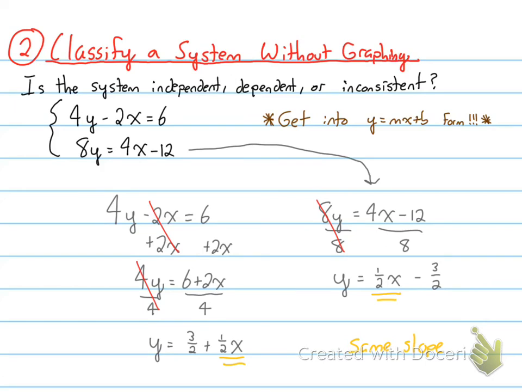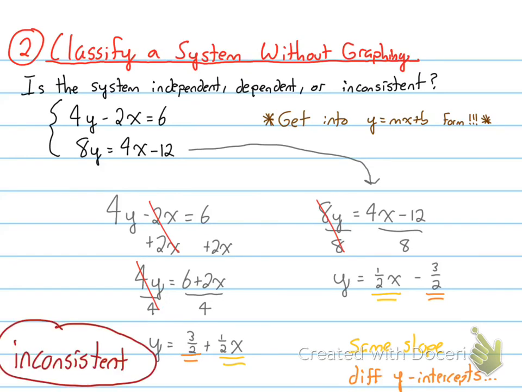From here, they have the same slope, and while it might look like they have the same y-intercept, notice that in my first equation, I have positive 3/2, and in my second equation, I have negative 3/2. So these equations have the same slope, but different y-intercepts, meaning that they're parallel, or in other words, this would be an inconsistent system.